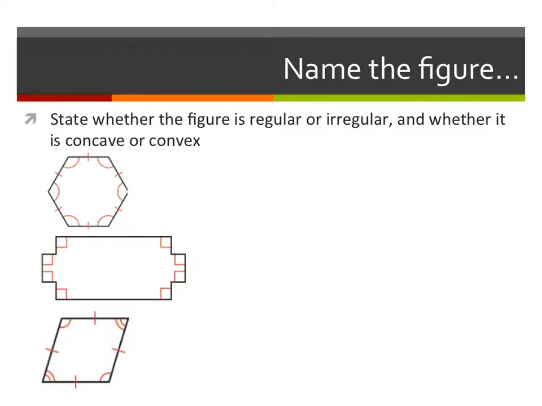So let's name these figures. Can someone name the first polygon? What would you name that? You need to either say it's regular or irregular or concave or convex, and try to name it depending on the number of sides it has. Aiden? It's a regular convex hexagon. Yes, it's regular because it's equilateral and equiangular. It's convex because all the diagonals stay inside, and it's a hexagon.